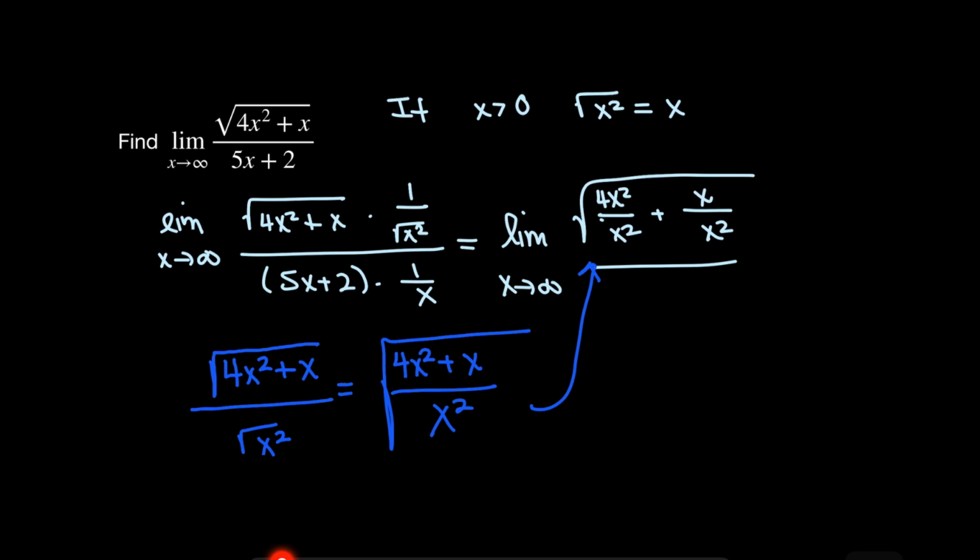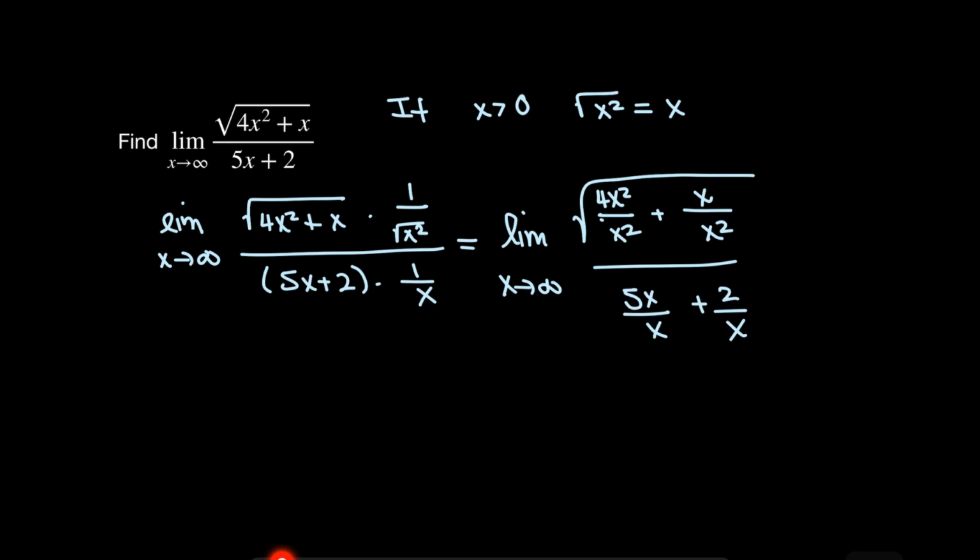And then we can break this up into two separate fractions. So now I've got square root 4x squared over x squared plus x over x squared. By writing that x as a square root of x squared, that's actually allowing me to put that x squared in the radical and do that division.